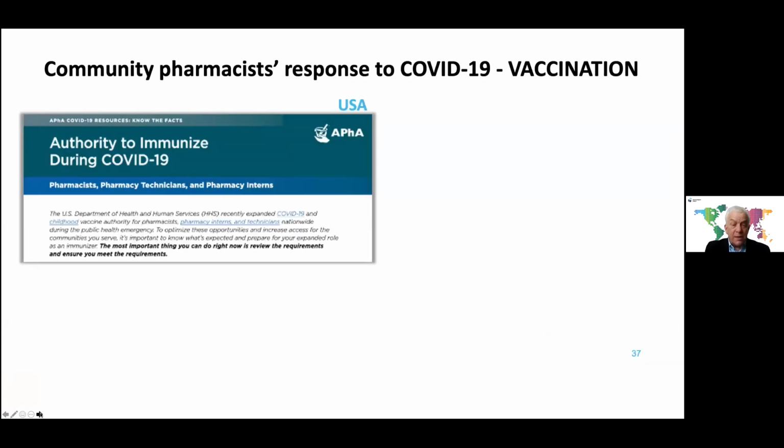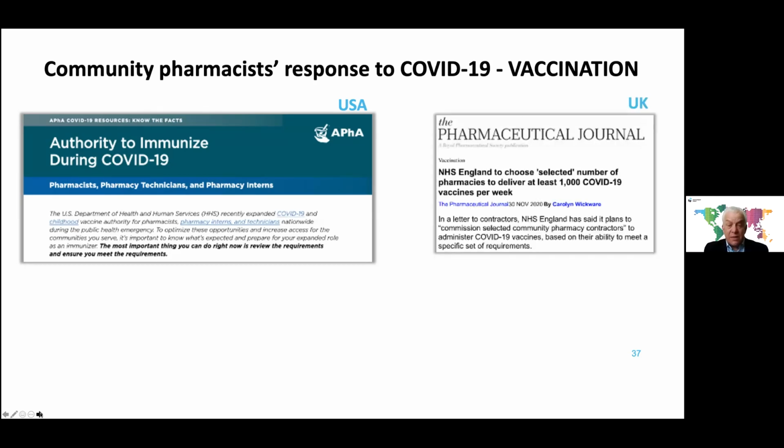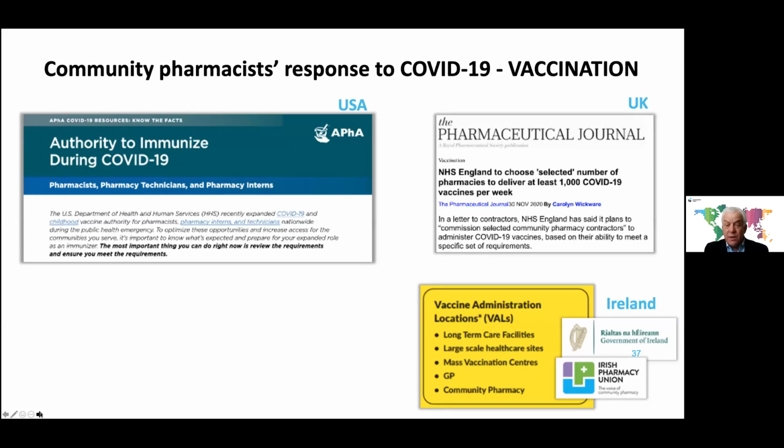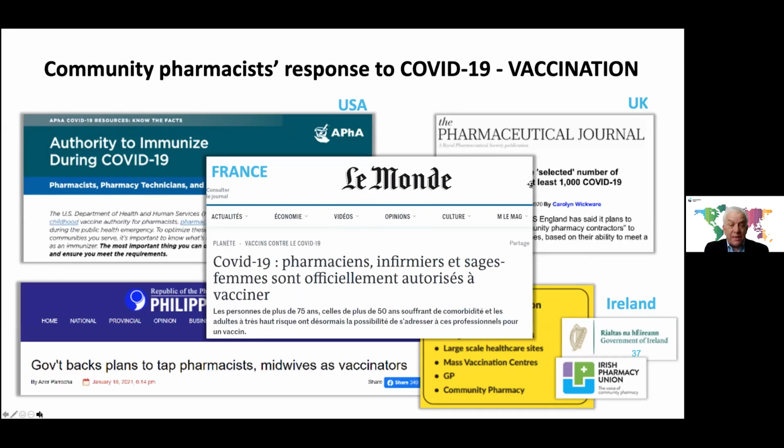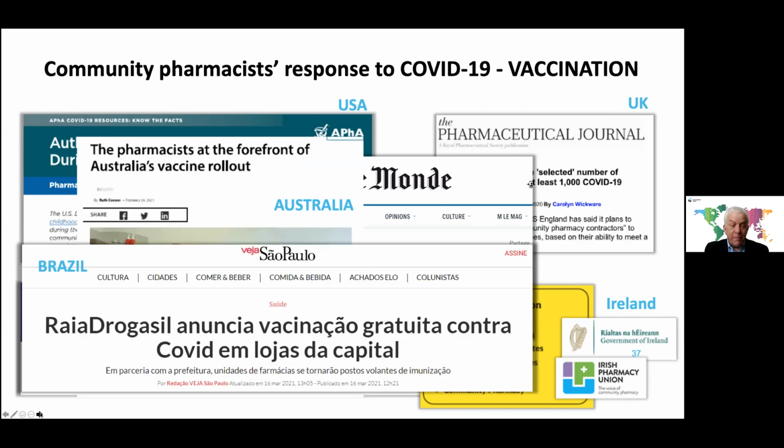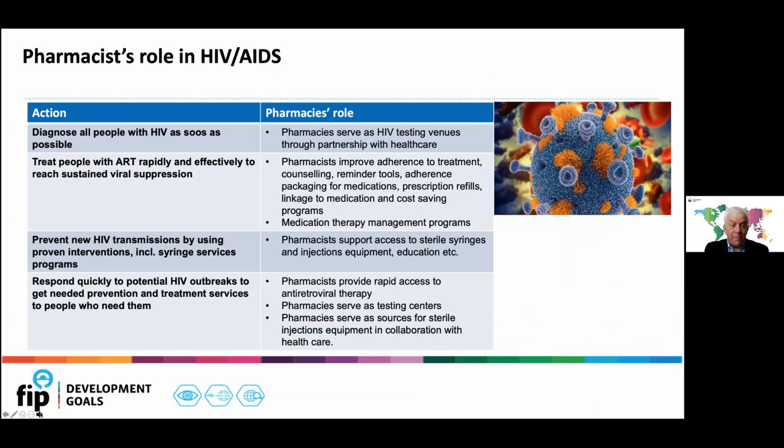Well, here we can see some examples of how community pharmacists are providing more and more vaccinations to prevent COVID-19. And in many other countries as well, pharmacists are administering the vaccines and in collaboration with different healthcare professionals. So let's look at another example. Next slide, please. So let's look at HIV and AIDS as an example.